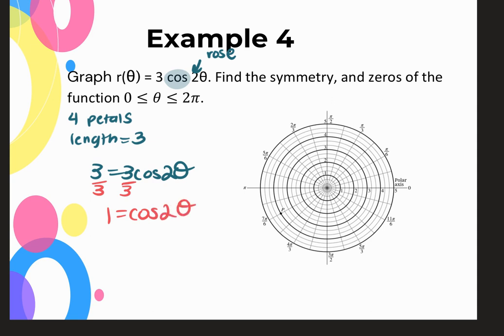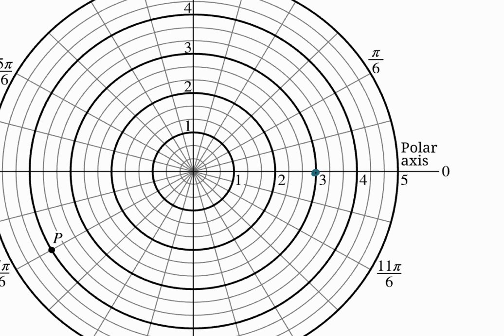Now, do we remember how to solve these multiple angle ones? What am I looking for first? Where cosine is 1, and where is cosine 1? 0 and? Nope, just 0. Just kidding. Trick question. 0 and 2 pi if I kept going, which we'll go back to when we find zeros. But it's 0 equals 2 theta, and then divide by 2, and theta equals 0. So when theta is 0, my R is 3, which means I have a petal here.